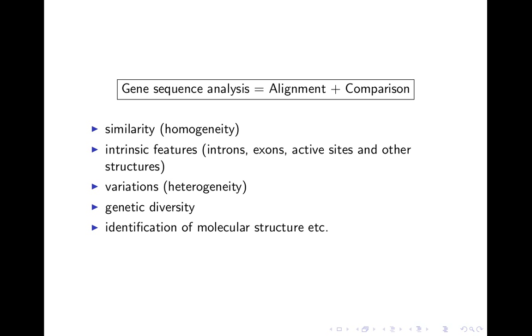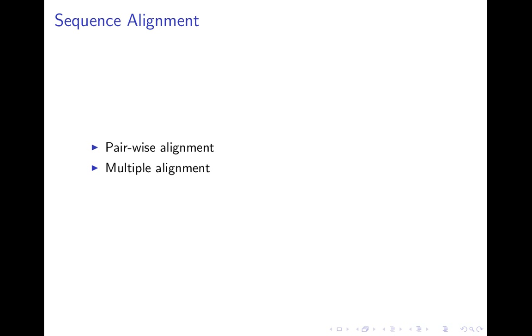And identification of the molecular structures, which will help us to gain a very in-depth understanding of a particular species or organism. And these are the two important aspects in sequence analysis. We call them sequence alignment, which is one of the important components in gene sequence analysis. And there are two types of analytical methods of sequence alignment: pairwise alignment and multiple alignment.